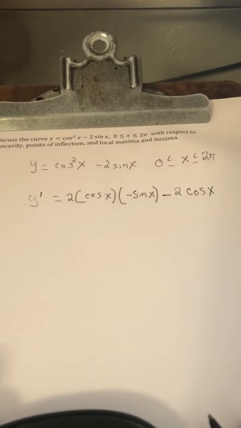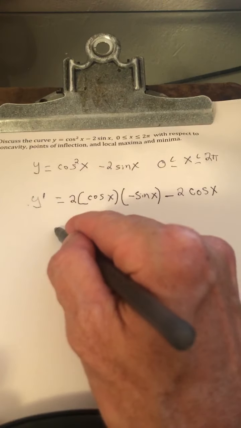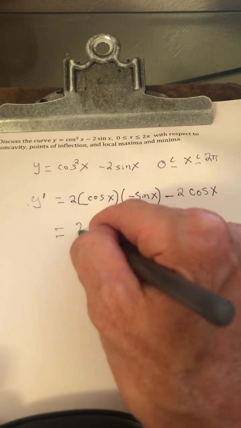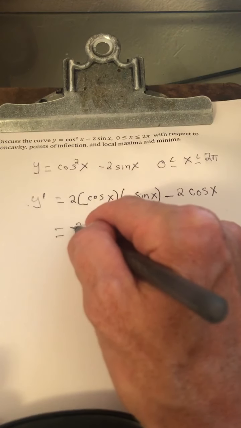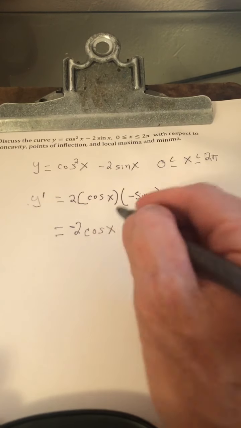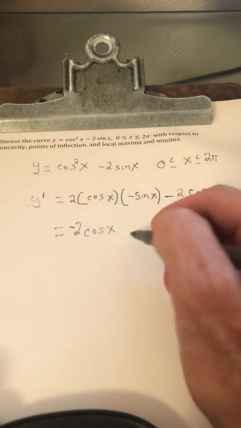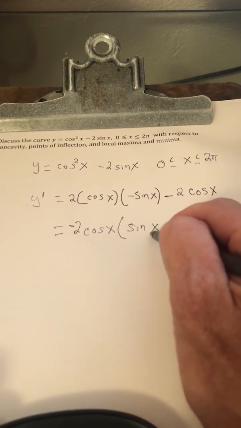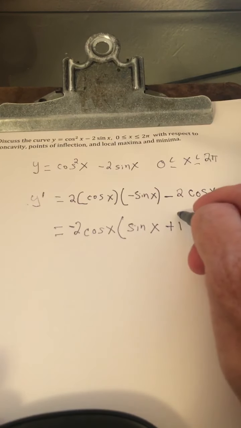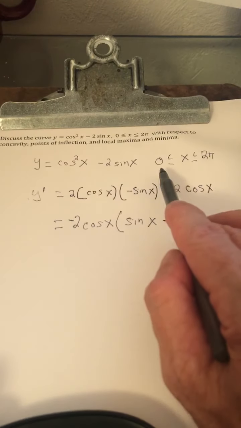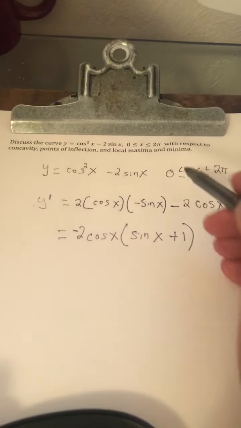cosine of x. What we'll do is what we've done in previous problems, we're going to factor. So the first derivative can be written as negative 2 cosine of x. I'm factoring out negative 2 times cosine of x, and what I'm left with is sine of x plus 1. And again, keep in mind that I'm on the interval 0 to 2 pi.